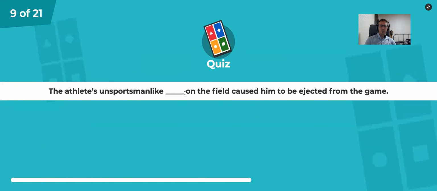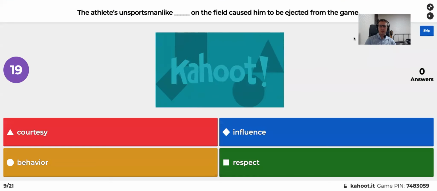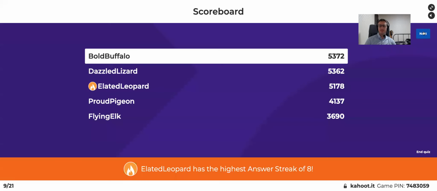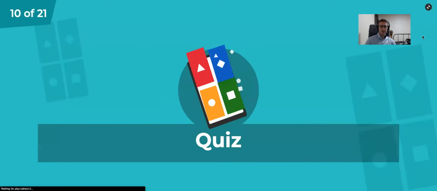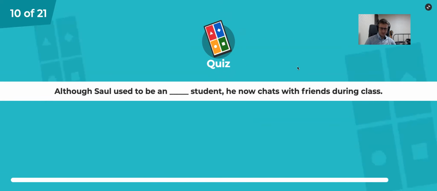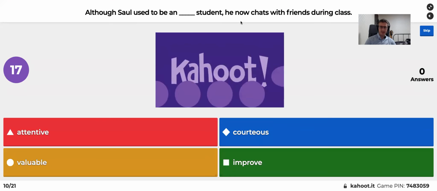The athlete's unsportsmanlike blank on the field caused him to be ejected from the game. So he had to leave the game because he was not being a good sport. He was maybe trying to hurt people or cheating. Behavior, right. Ooh, Elated Leopard moving up. Watch out, Bold Buffalo. Although Saul used to be an blank student, he now chats with friends during class.